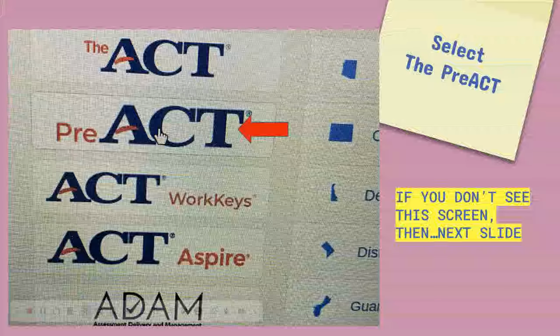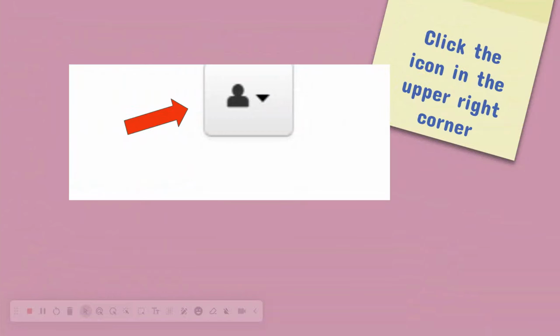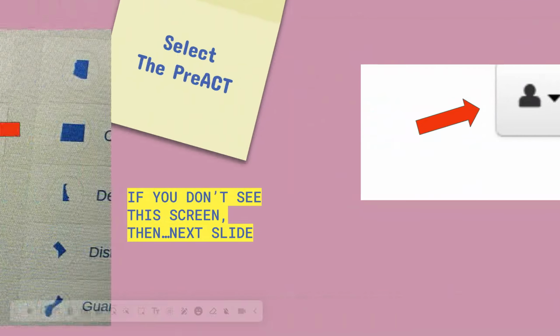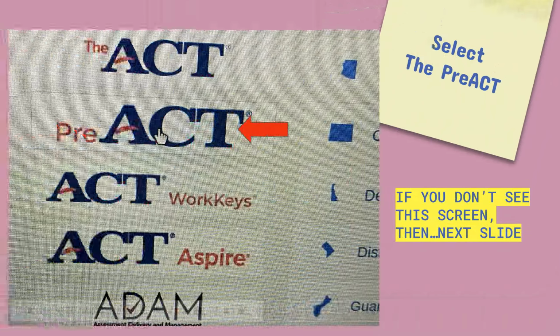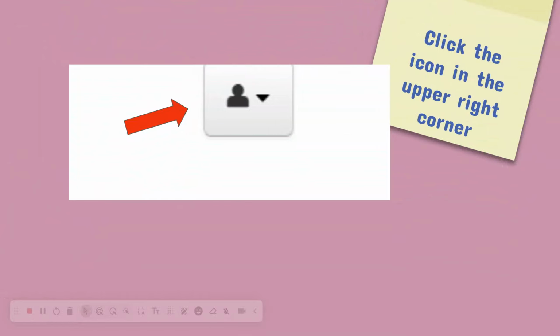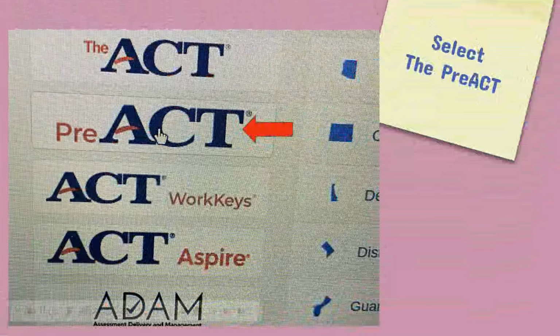Now, if you don't see this screen when you open your TestNav, then you're going to go into the upper right-hand corner and click on that little silhouette guy, and you're going to choose a different customer. Okay, so let me scroll back here for just a quick second. If you don't see that pre-ACT to select, somehow maybe your Chromebook is remembering that you've already done this in the fall. Click on that little silhouette, select choose a different customer, and then it should bring you back to this screen and you can select pre-ACT.